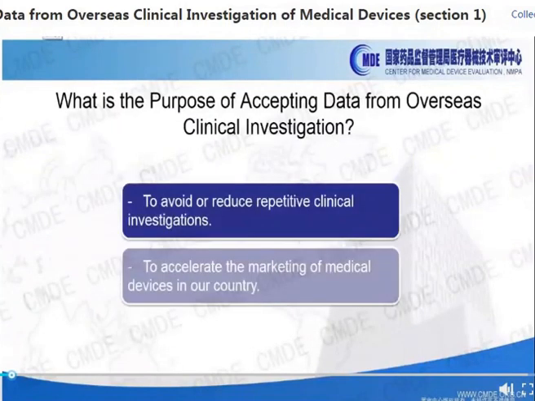To begin with, what is the purpose of this policy? As shown in these slides, there are 2 purposes. One is to avoid or reduce repetitive clinical investigations. The other is to accelerate the marketing of medical device in China.